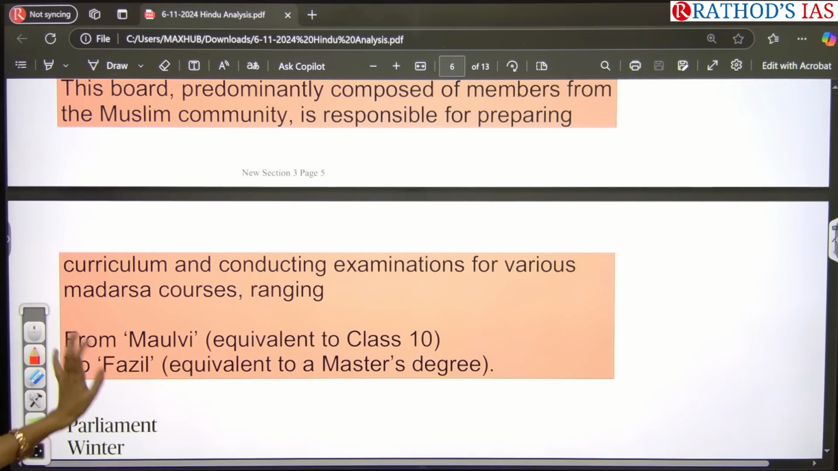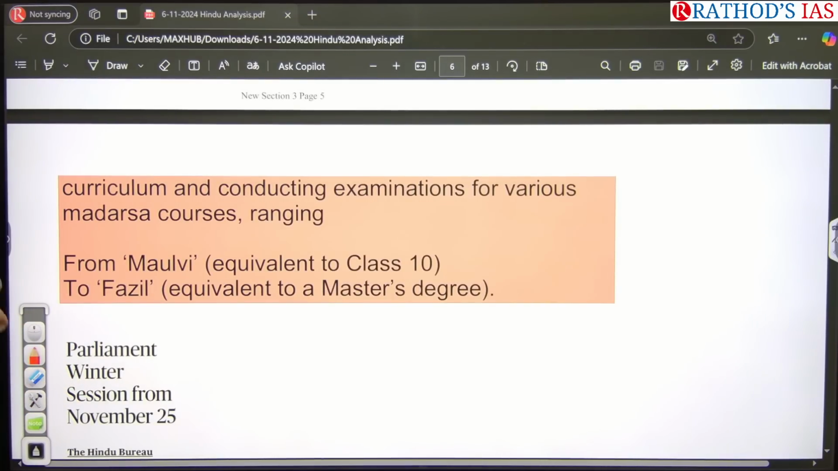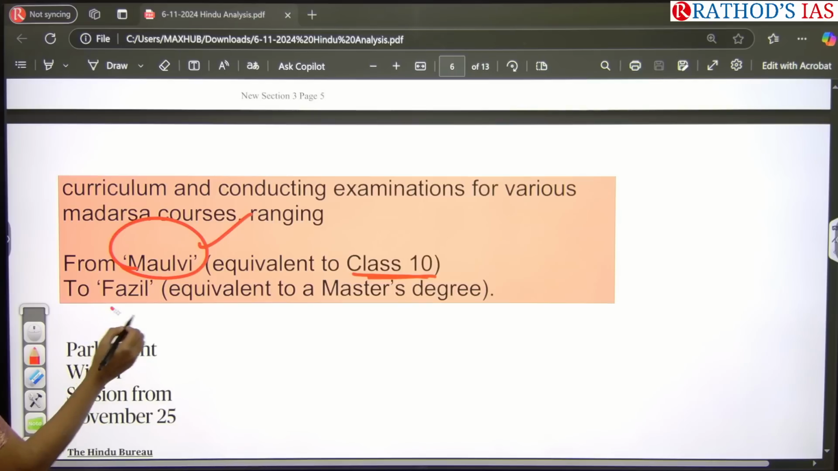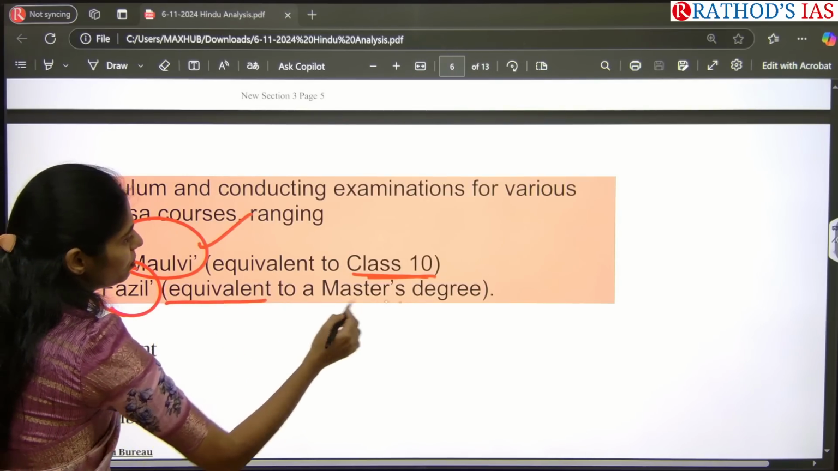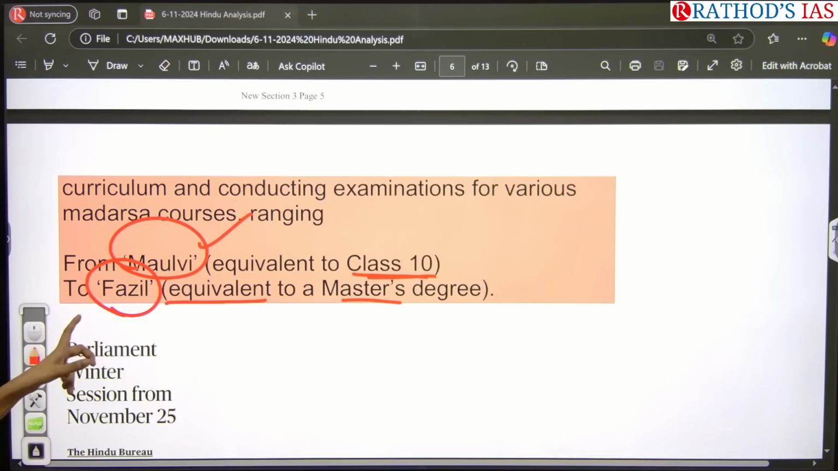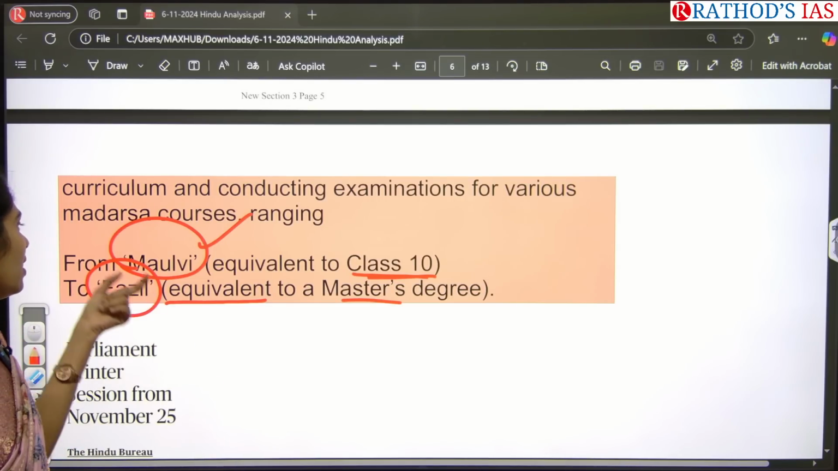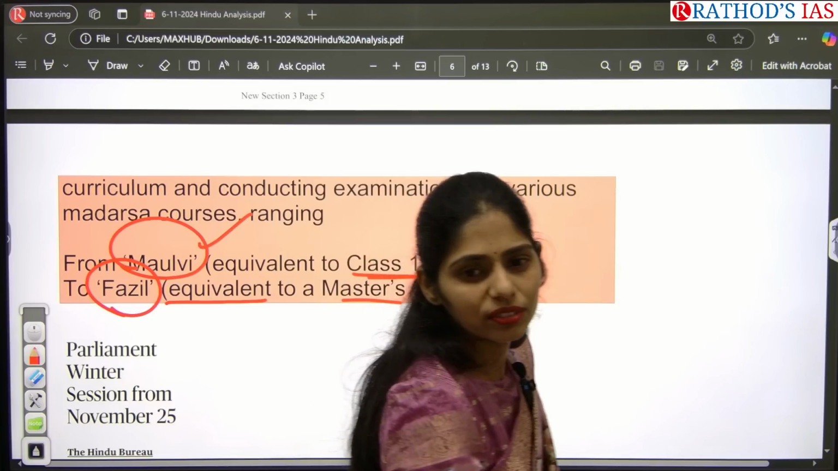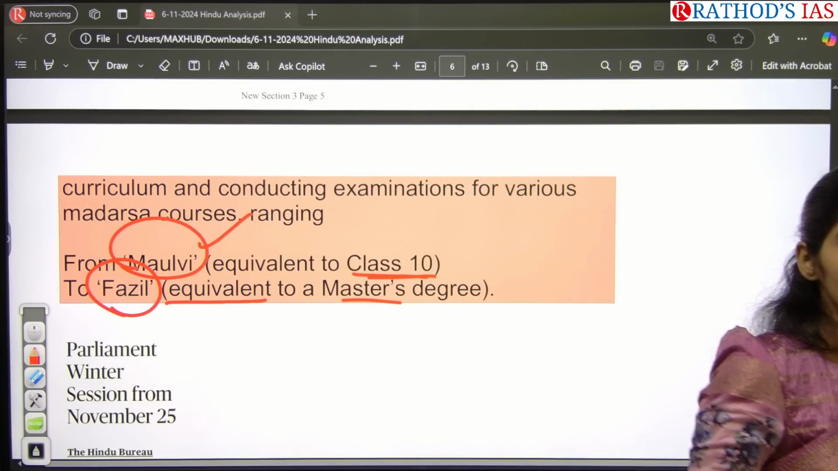examinations, etc. So here we are having two types of education, as I said. Mulavi is equal to 10th class, and Fazil is equivalent to a master's degree. Okay, so here you can get a question like: Mulavi and Fazil, seen recently in the news, is related to? It is related to Madrasa education.